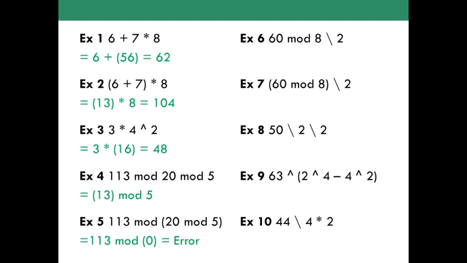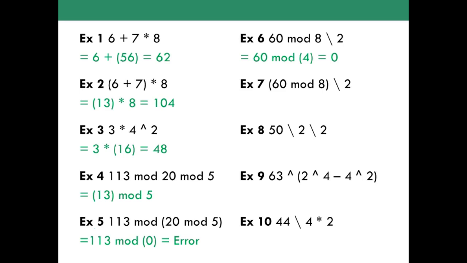Let's try the next one. We are combining modulus with integer division in this case, not just regular division. For example 6, we look at precedence. Integer division is higher up the list than mod, which means 8 integer division 2. 8 divided by 2 is 4. Then we take 60 mod 4. How many groups of 4 are there in 60? 15, with no remainder.